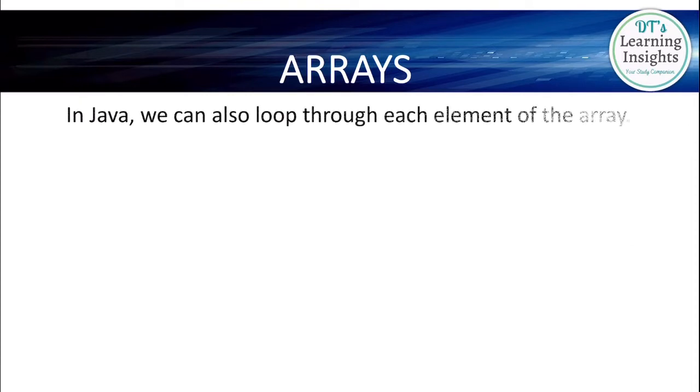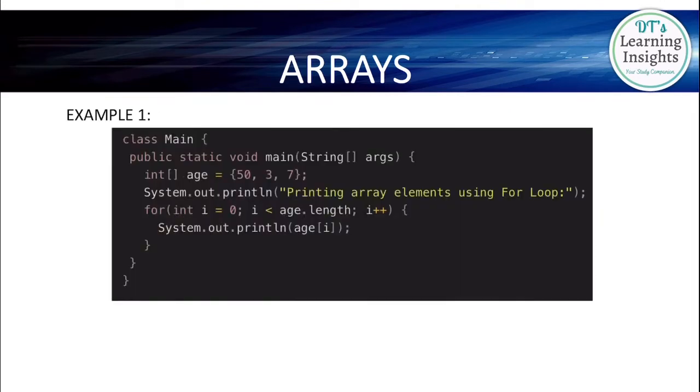In Java, we can also loop through each element of the array. First, we'll see how it can be done using the for loop. We are creating an array called age of integer data type with 3 elements. Then we are printing out the statement.